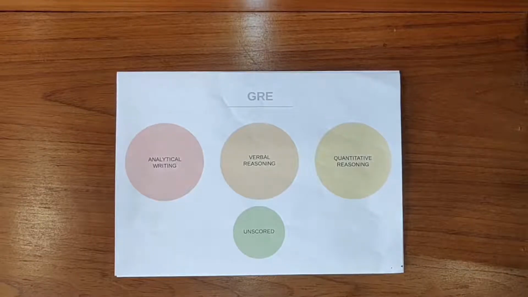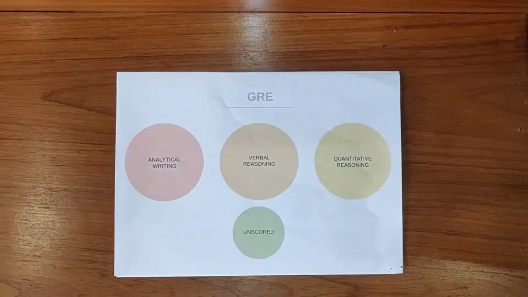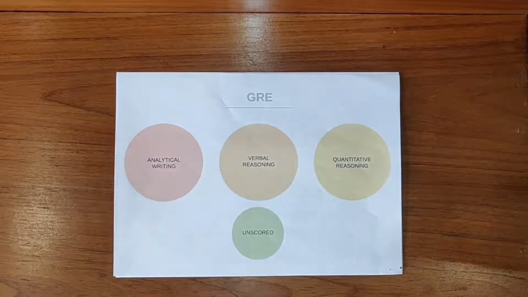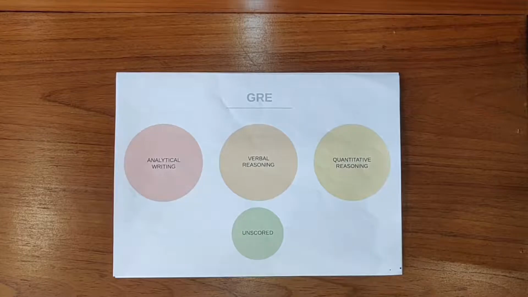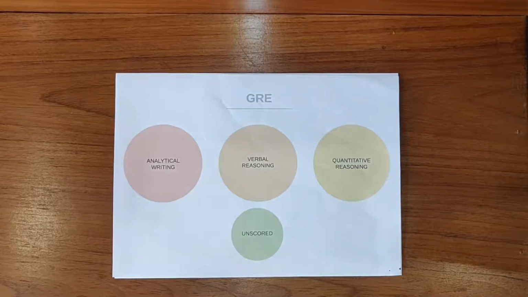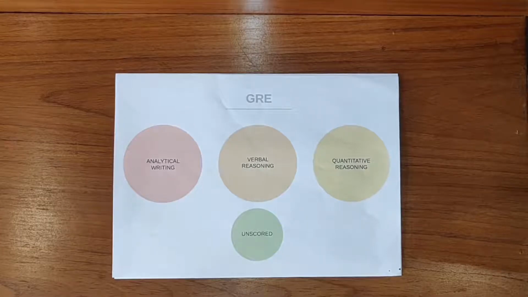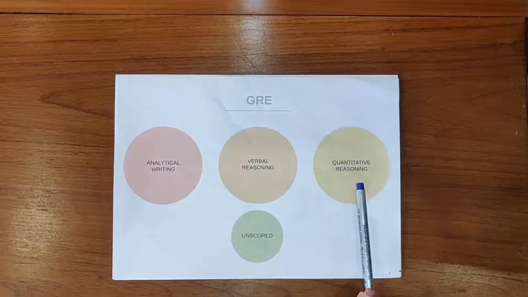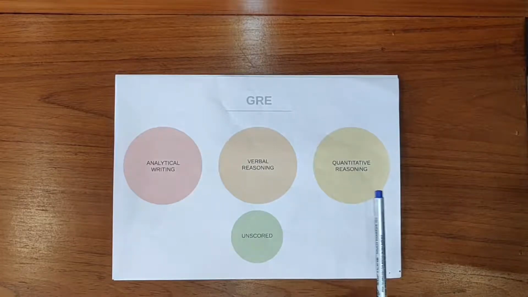Hey everyone, so today I'll be talking about the structure of GRE, all the different question types you can encounter on the exam, and how to approach each one of them. So at first let's look at the basic structure. There are three main sections. First, the analytical writing, the verbal reasoning, and the quantitative reasoning.